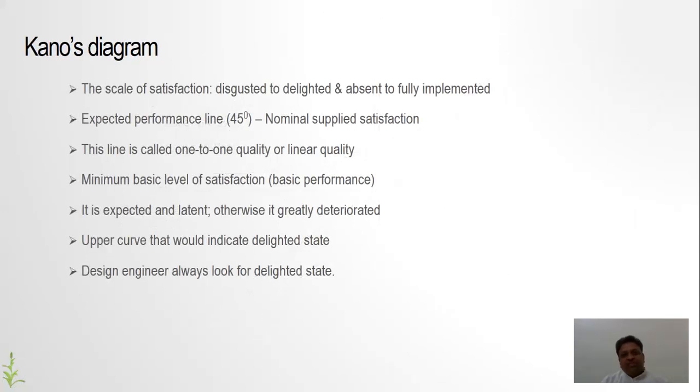So what it means, the scale of satisfaction, disgusted to delighted and absent to fully implemented, that is the scale. The expected performance line shall be 45-degree nominal, and that is supplied satisfaction. This line is called one-to-one quality or linear quality, minimum basic level of satisfaction. It is a basic performance, basically. It is expected and latent, otherwise it is greatly deteriorated. The upper curve would indicate the delighted state. A design engineer always looks for the delighted state.